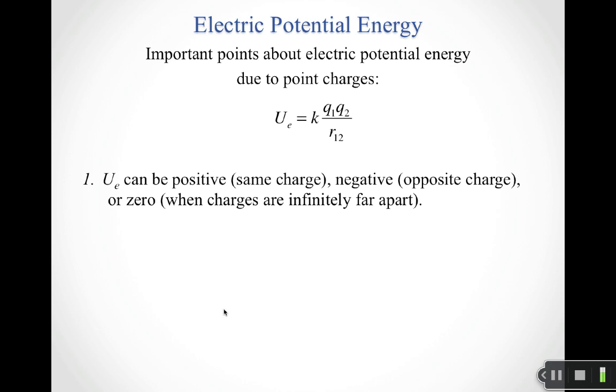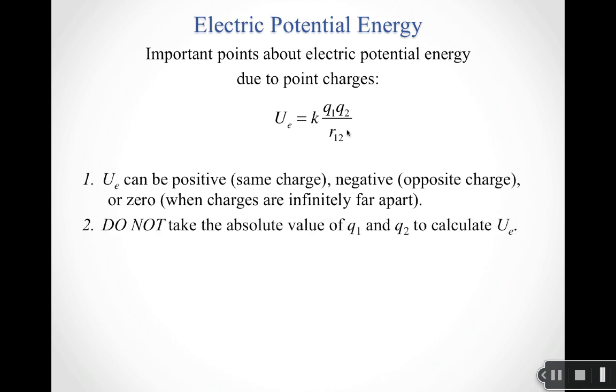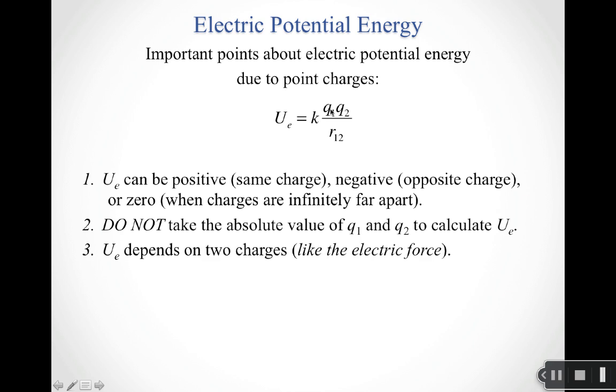You'll notice this looks very similar to Coulomb's law, but there are some very important differences. Some important things to consider when thinking about the electric potential energy due to point charges: one, the potential energy can be positive because I've got the same charge; it can be negative because I've got opposite charges; or it can be 0 because my two charges are infinitely far apart. I do not take the absolute value of Q1 and Q2 to calculate the electric potential energy. I did when I wanted the magnitude of the force between them, but I don't when I want to calculate the electric potential energy.